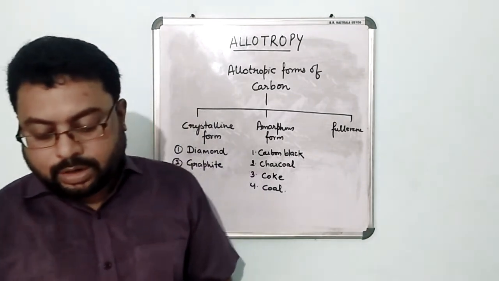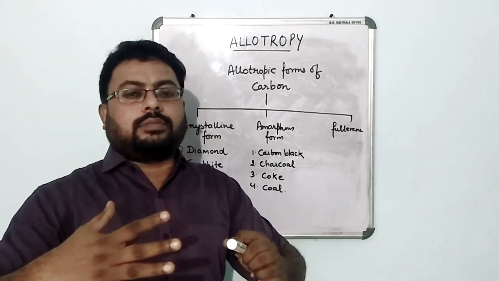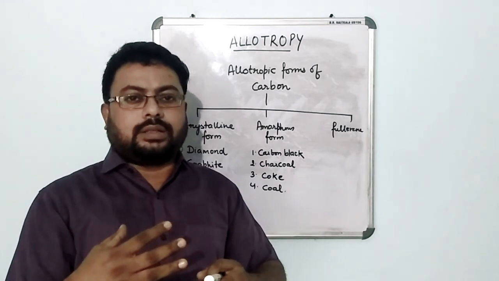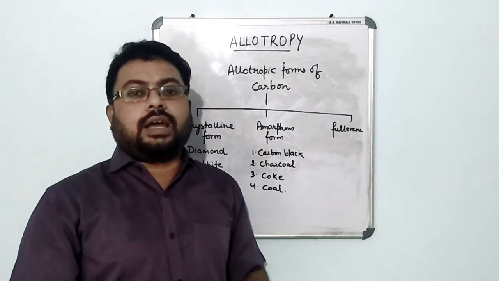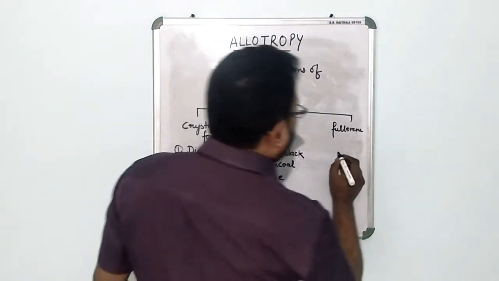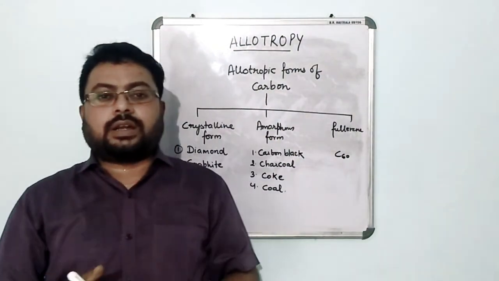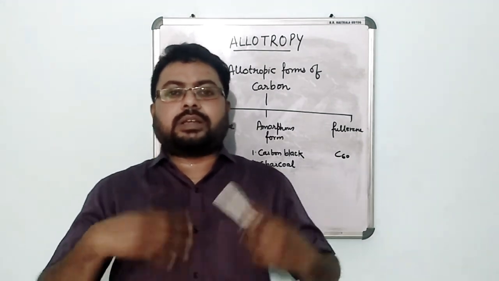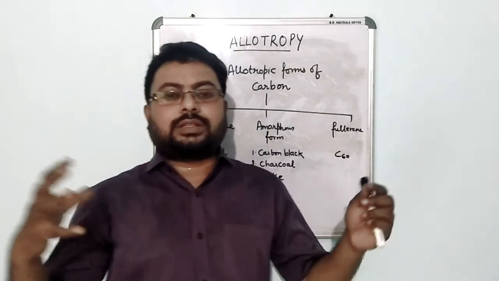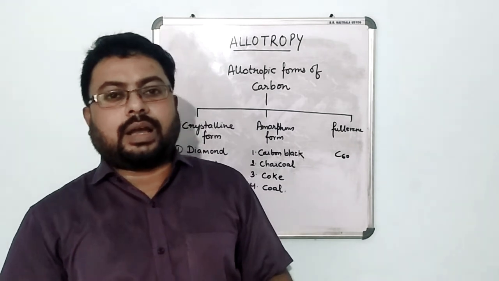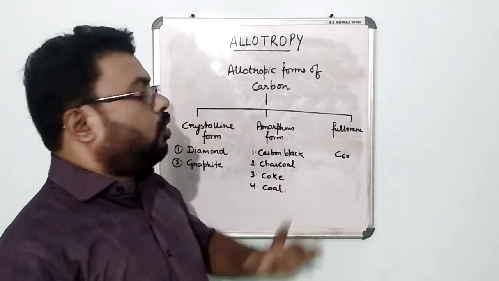And then we have the fullerene. Fullerene is basically many carbon atoms combined together, forming a dome shaped structure. For example, you can call it C60, where you have around 60 carbon atoms combined together. Fullerenes are a very special type of physical form of carbon, which consist of a large number of carbon atoms joined together. So these were the different allotropic forms of carbon.